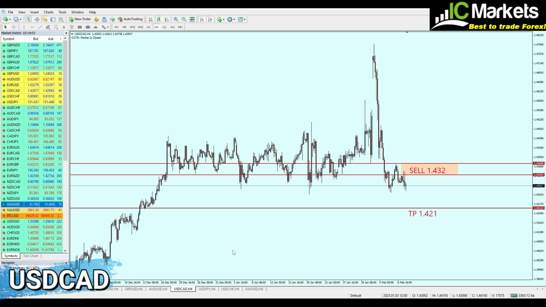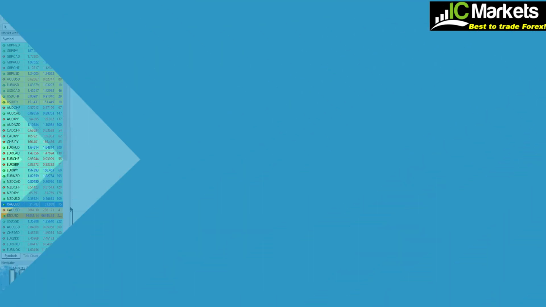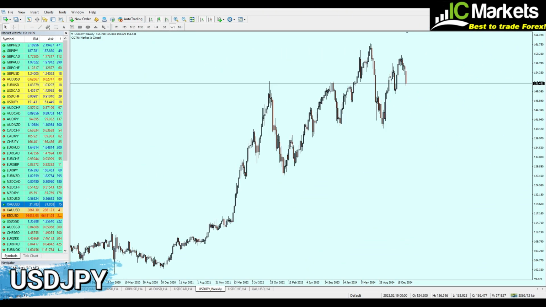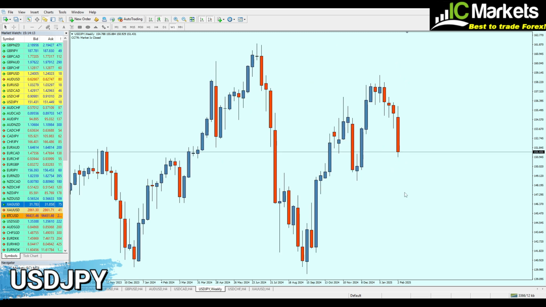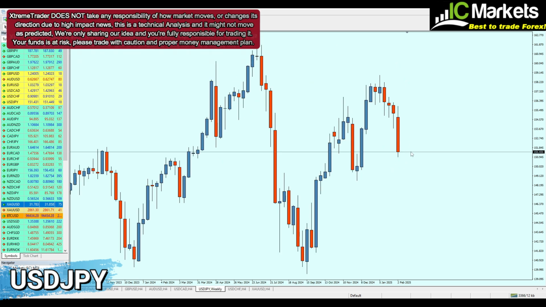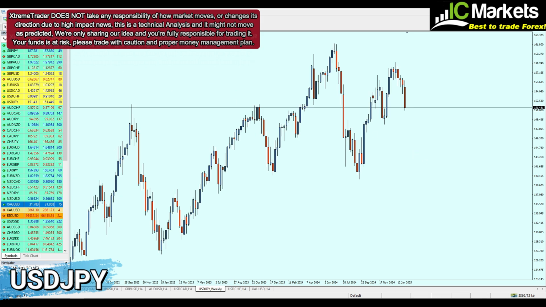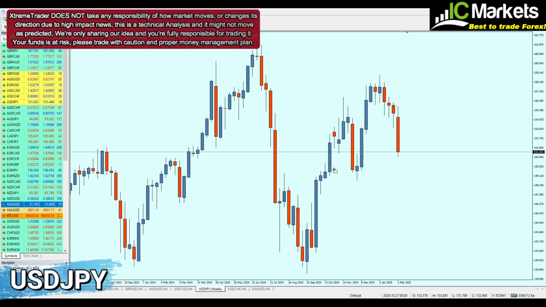Jumping now to the USD JPY. Alright, so now what's next with this pair? USD JPY, my friends, is actually facing a strong bearish momentum right now. And from my point of view, this pair is actually going to continue the fall till it reaches the strong key level of support right here at the bracket of 150.